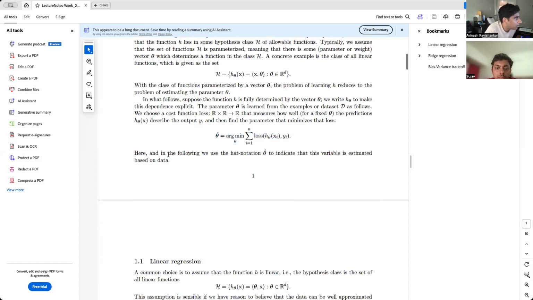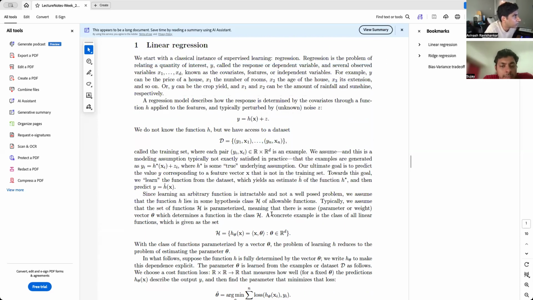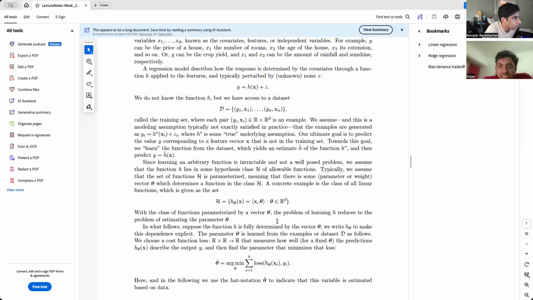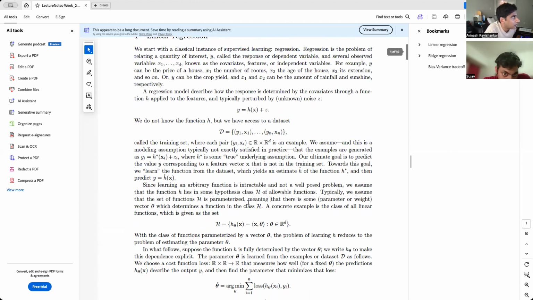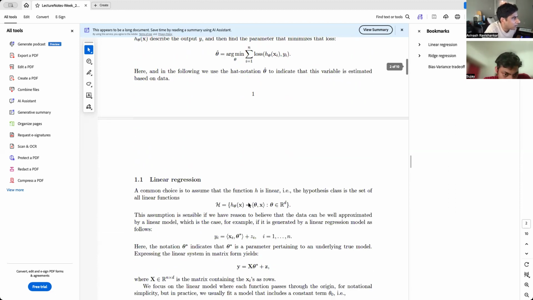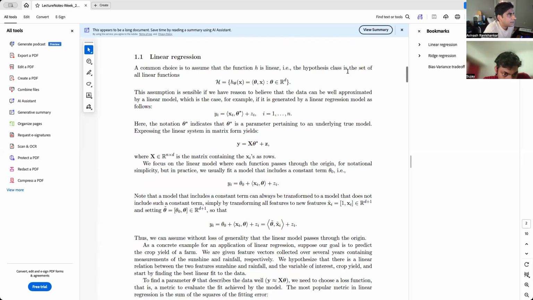Here and in the following, we use the hat notation theta hat to indicate that this variable is estimated based on the data. Honestly, all of this is pretty generalized. This first page is all for regression in general. So this is general supervised machine learning. Then linear regression, we had, so this class is a set of all linear functions.